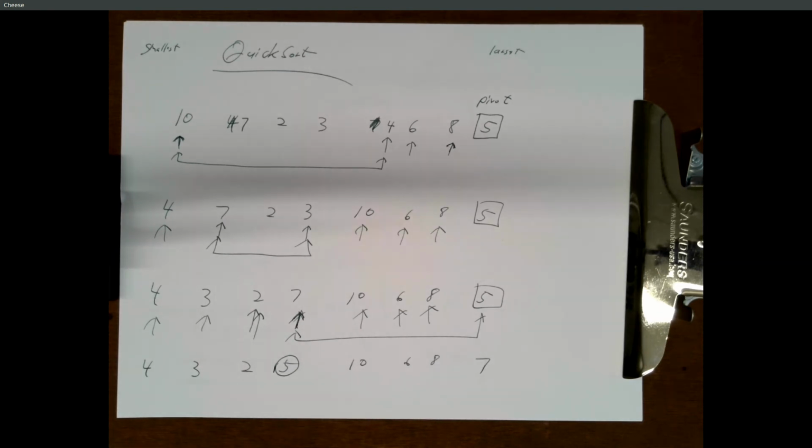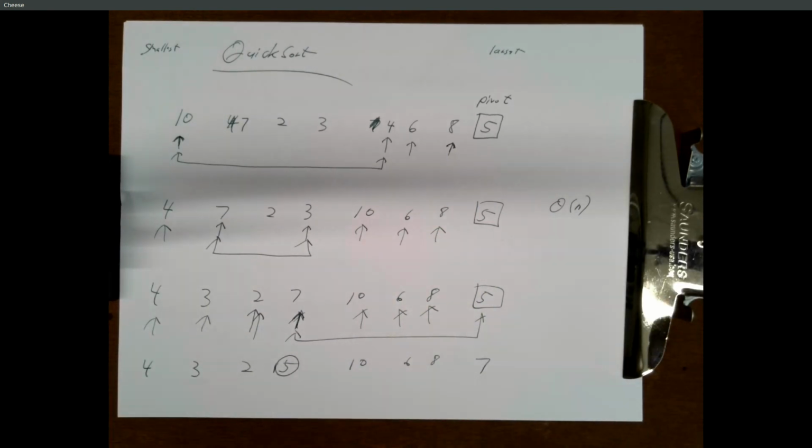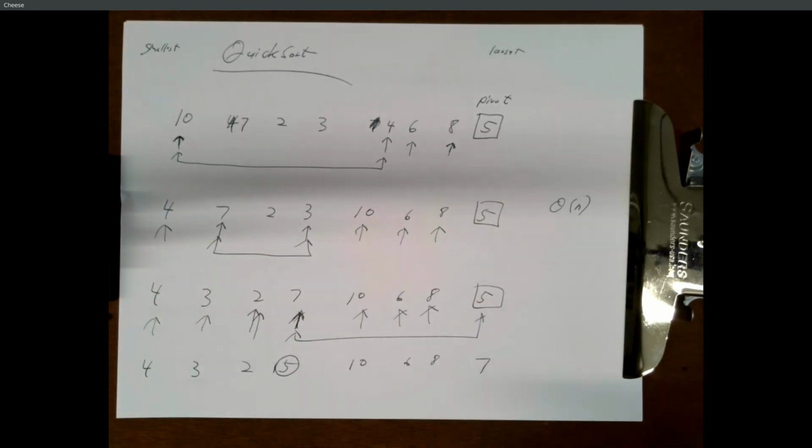Well, we did all that work. We got one number where it should be. But this is order n to do one of these passes. Right, we basically just moved in, we examined n pieces of data and did some swapping along the way. So it's order n.